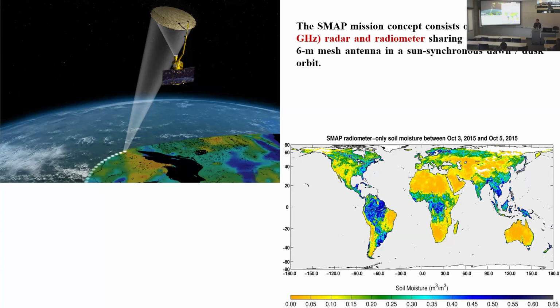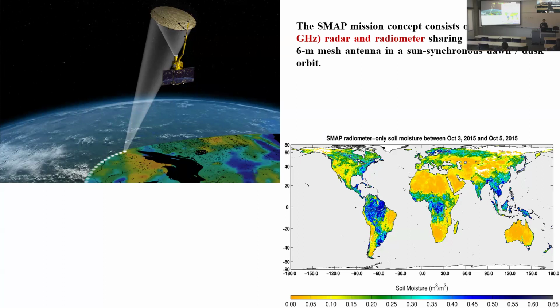To measure soil moisture on the global scale, we need to use satellites. There are two missions doing global measurements of soil moisture using satellites. One is the European version, one is the US version. The example I'm using here is the US version of remote sensing for soil moisture, called SMAP, the Soil Moisture Active Passive mission.